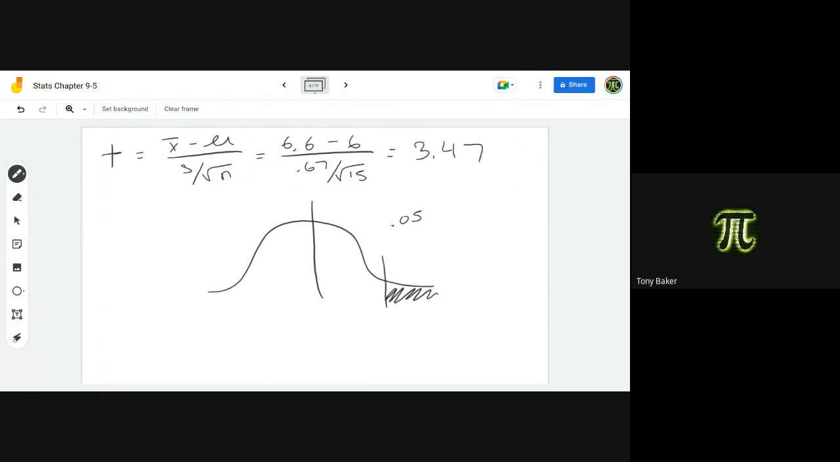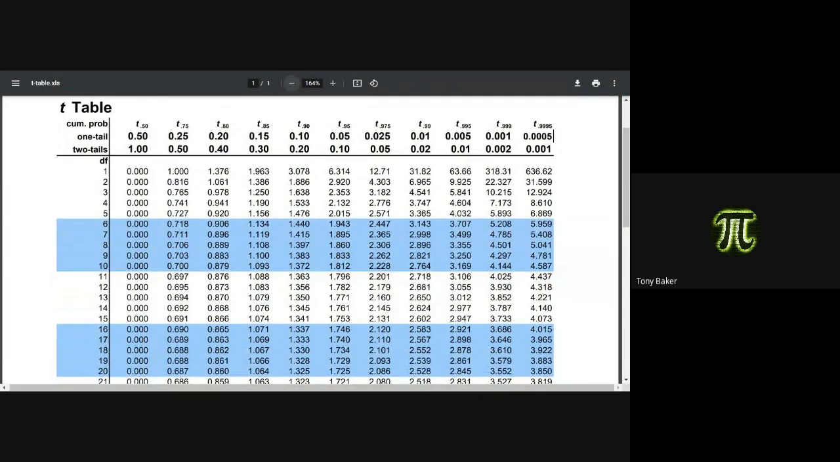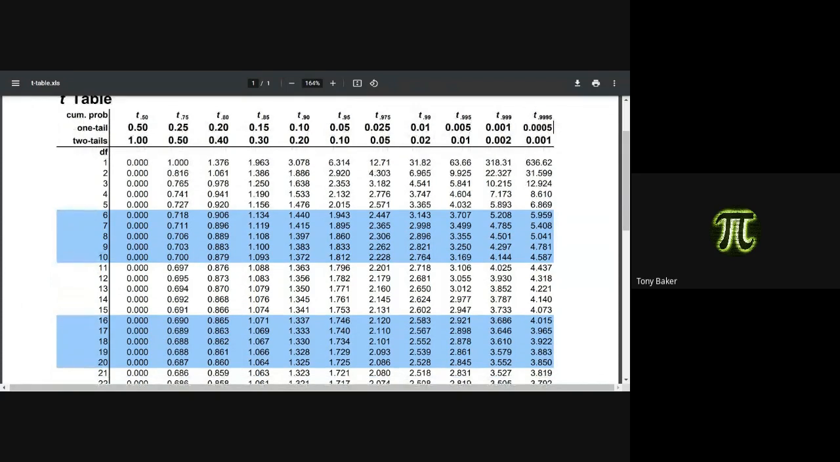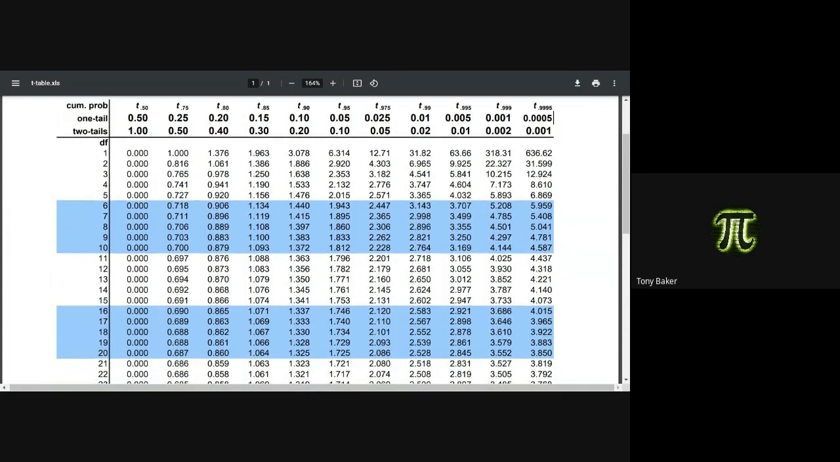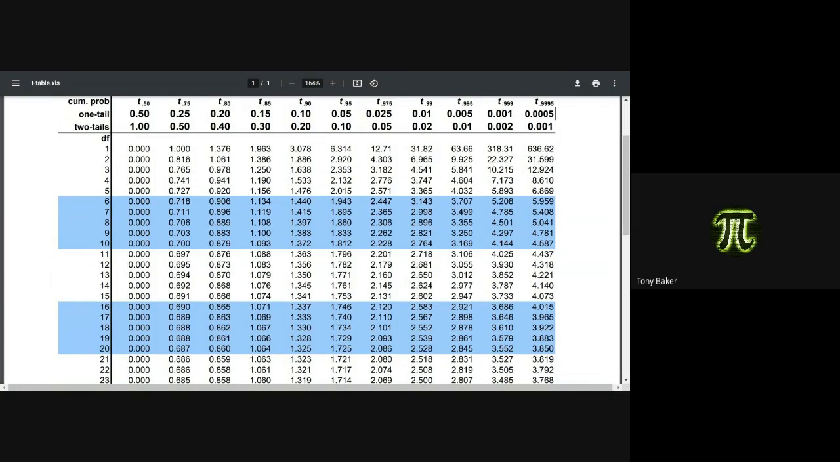So let's go to our t-table. It's a one-tailed 0.05. So that means we're looking right there. And what was my degrees of freedom in this one? 14, because it's one less than the sample size. So we go to 14, we're going to go over to 0.05 for the one-tailed, and we get 1.761.